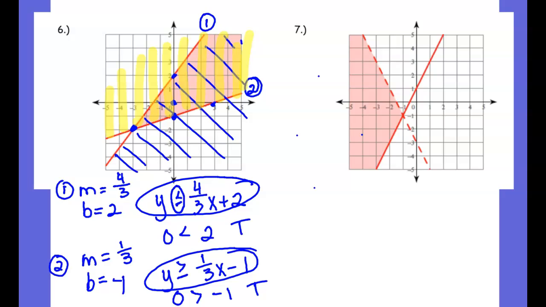All right, so looking at number 7, this would probably be a good idea to actually pause the video right here and try it yourself, and then let's see how you do.